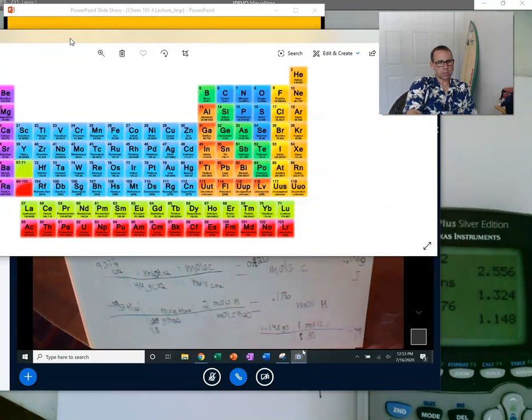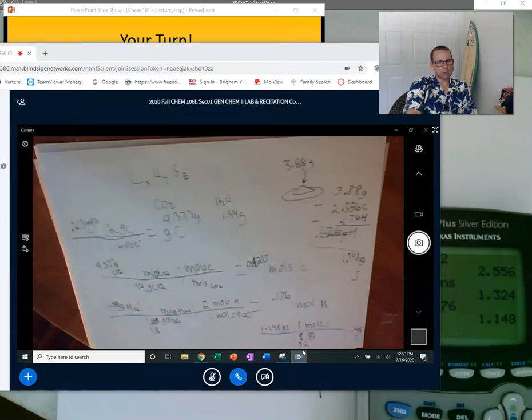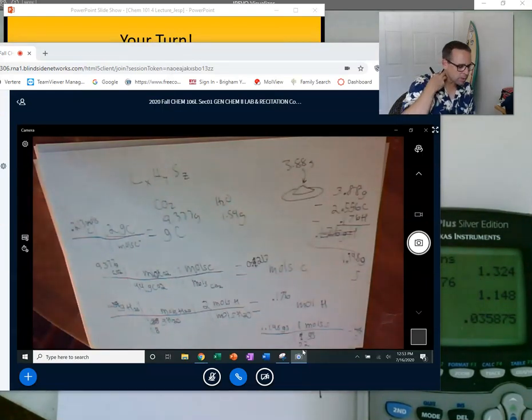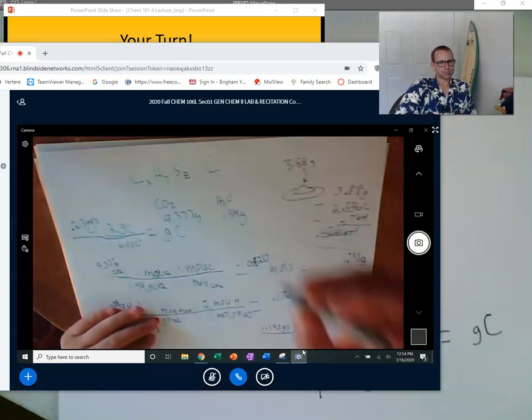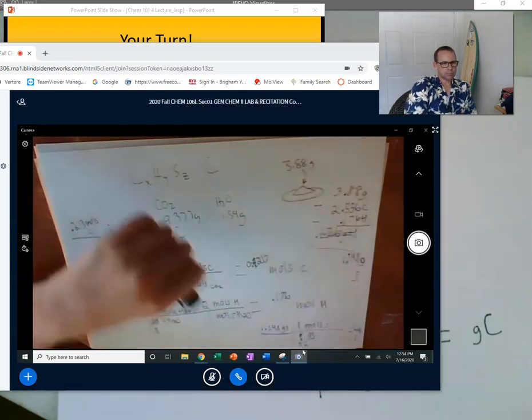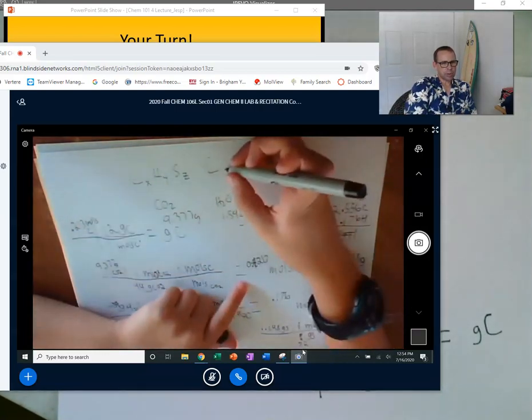What's the periodic table say? It's element 16, 32. Very good. 32 grams of sulfur for every mole of sulfur. So if I take the 1.148 and divide by the 32, then I get 0.0359. Very good.